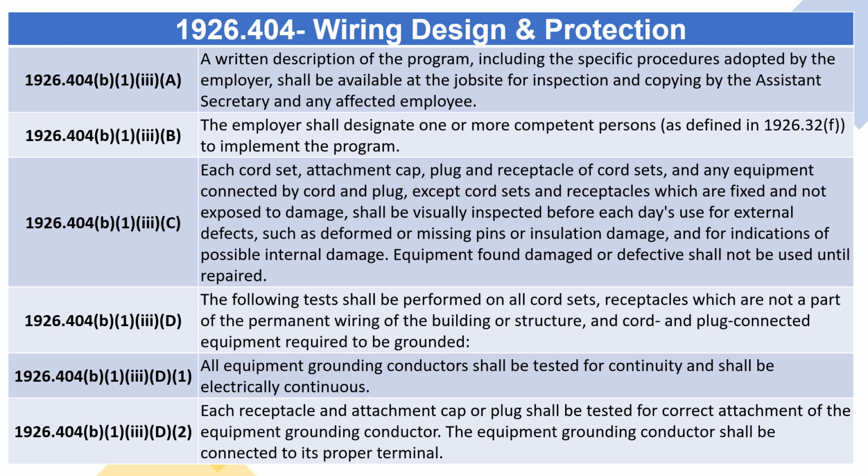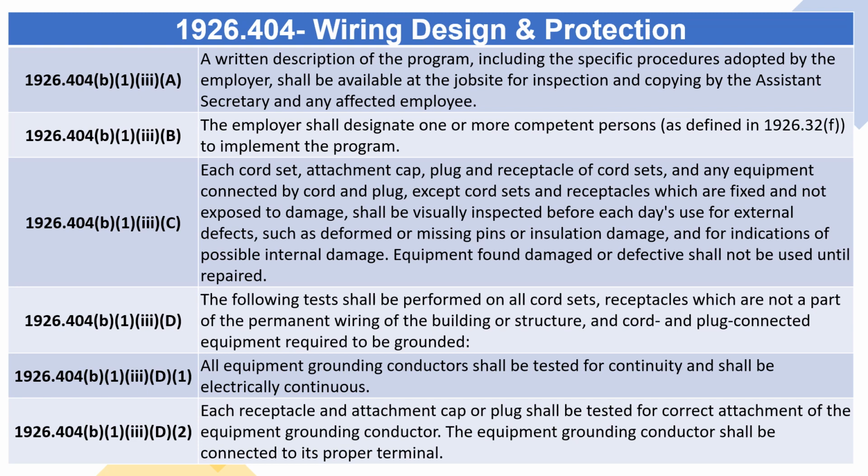1926.404(b)(1)(iii)(A) A written description of the program, including the specific procedures adopted by the employer, shall be available at the job site for inspection and copying by the Assistant Secretary and any affected employee. 1926.404(b)(1)(iii)(B) The employer shall designate one or more competent persons, as defined in 1926.32(f), to implement the program.